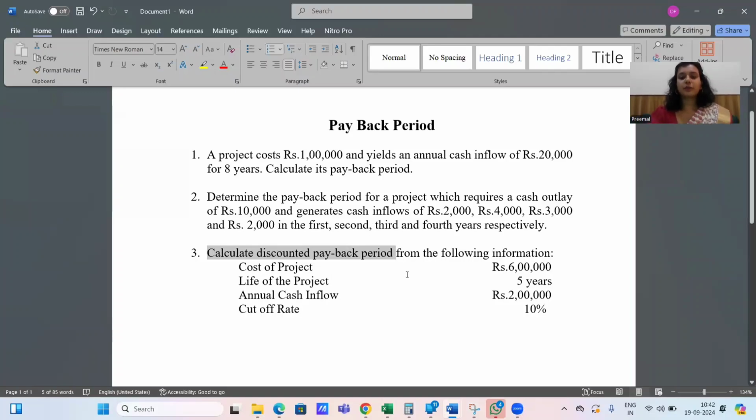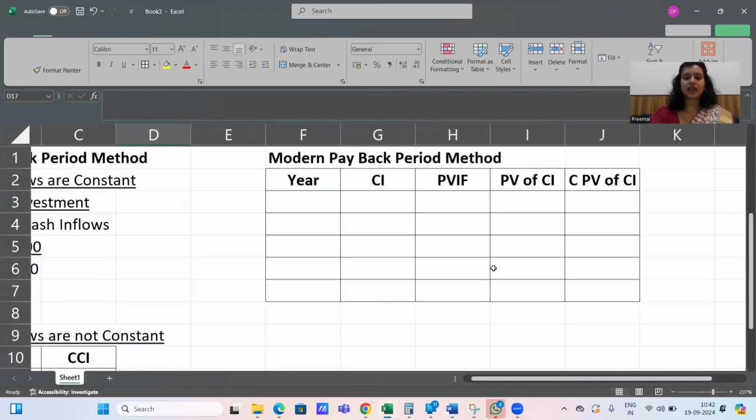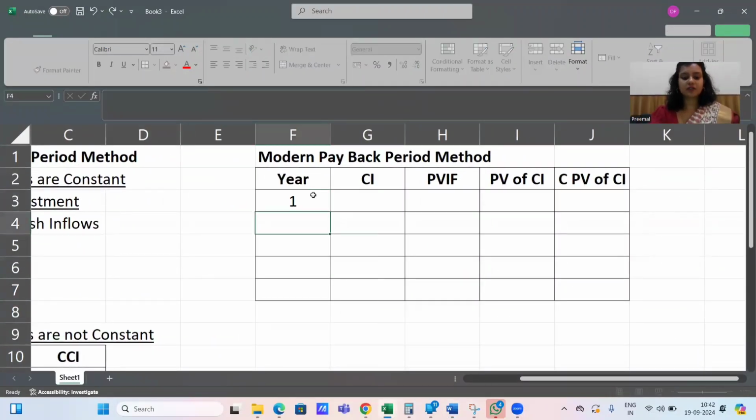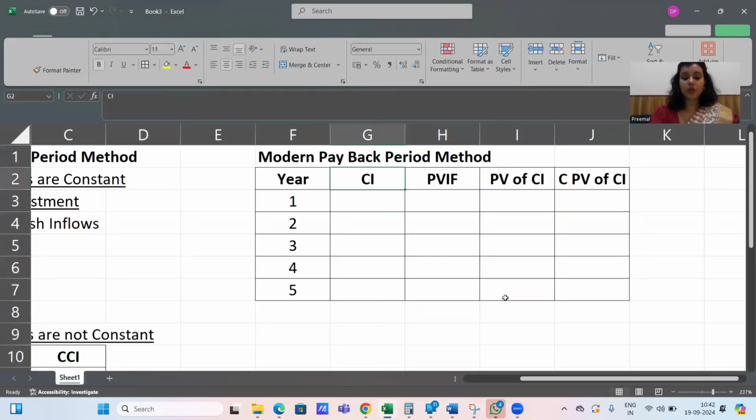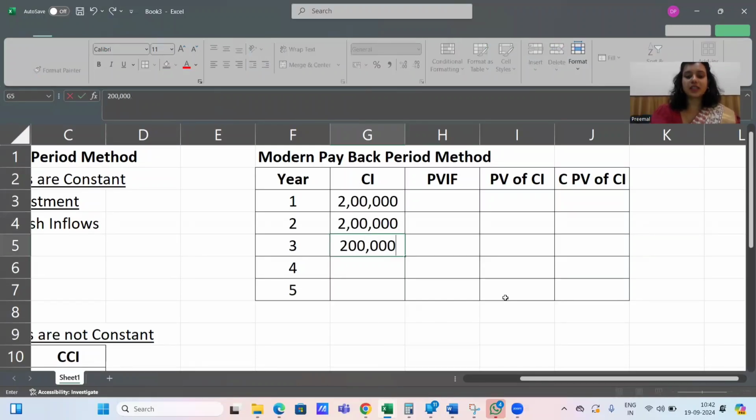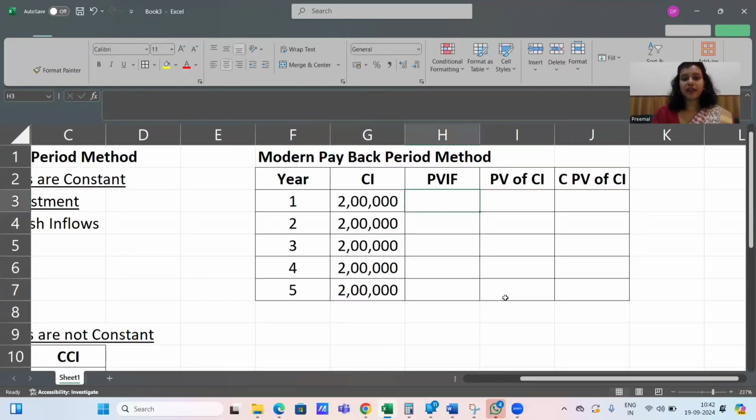So here we will be able to find out the present value of cash inflows. We have our 5 years given to us. That's the life of the project. And in each year, the cash inflows are 2 lakh. Now, whether your cash inflows are constant or not, you will be following the same method. So once you've copied down your cash inflows for all the years, find out the present value interest factor at the discount rate of 10%.